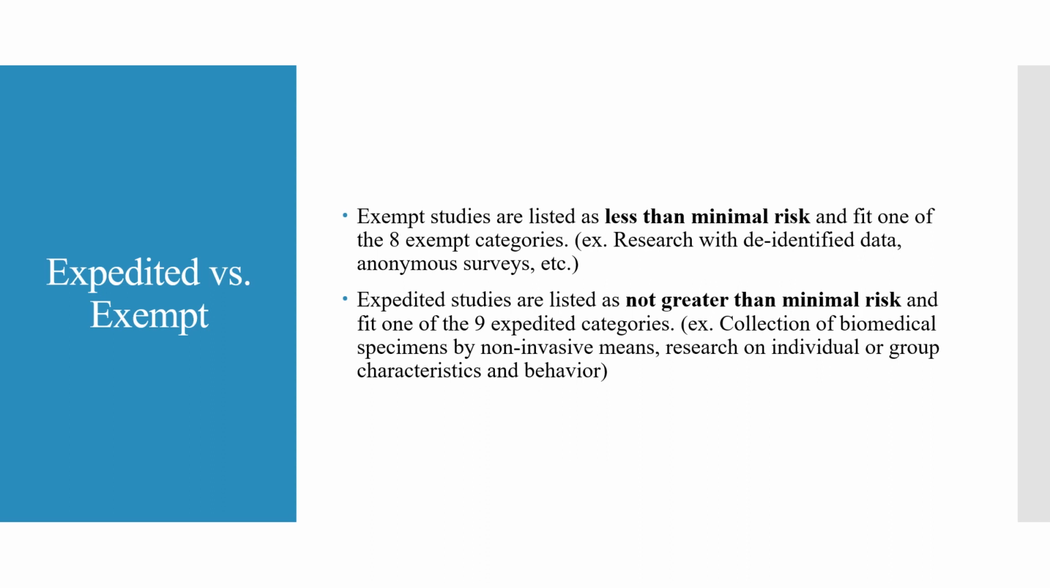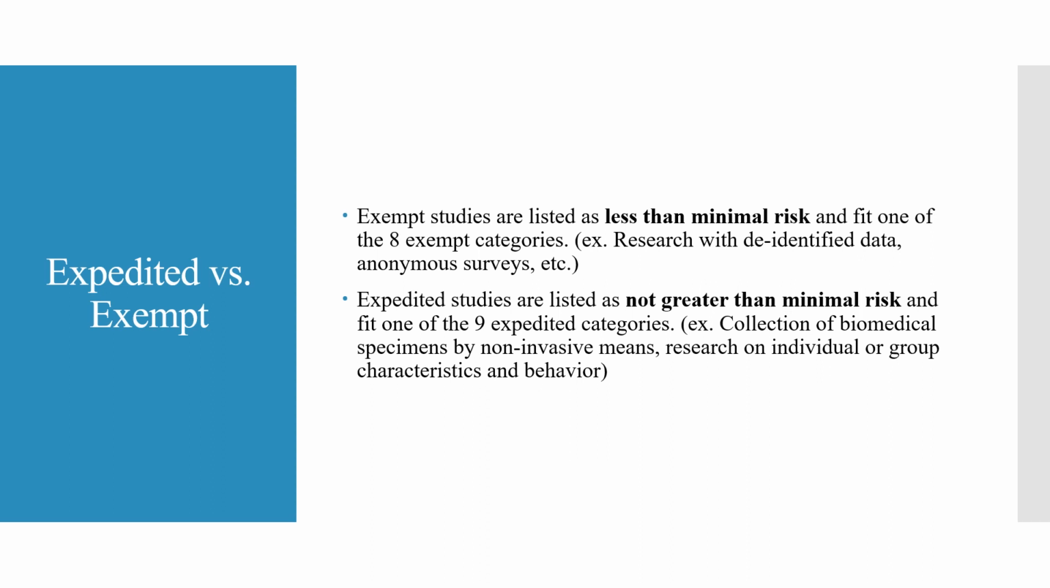Occasionally here at Solutions IRB, we get a little bit of confusion between exempt and expedited studies. So let's go over those. Exempt studies are listed as less than minimal risk and fit one of the 8 exempt categories, whereas expedited studies, like I just mentioned on the previous slide, are listed as not greater than minimal risk and fit one of the 9 expedited categories. So the big difference between those two is how closely they get to that level of minimal risk. Exempt studies are going to be less than minimal risk, well below that risk level, whereas expedited studies can be right at the level of minimal risk, they just cannot go above that.